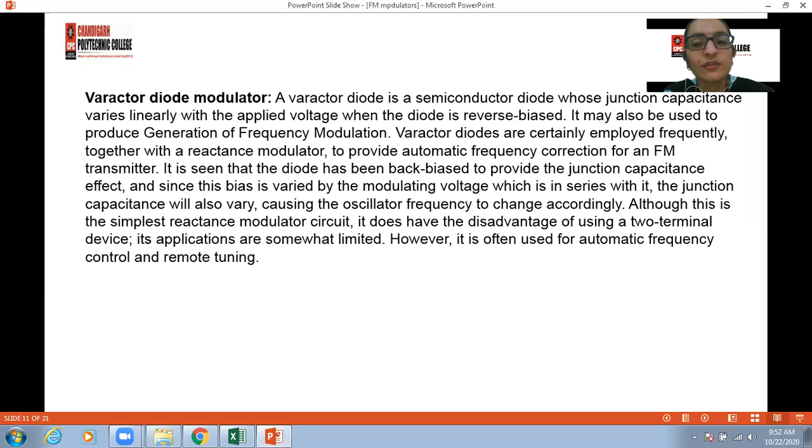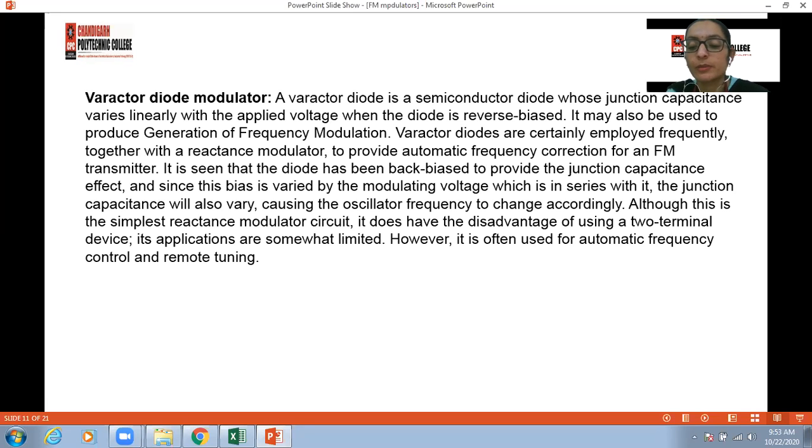In brief, the Varactor diode modulator can be summarized as follows. The modulating signal is applied to the Varactor diode through the RFC coil, and the diode is back biased to provide the junction capacitance effect. Since this bias is varied by the modulation voltage in series with it, the junction capacitance also varies, causing the oscillator frequency to change accordingly.